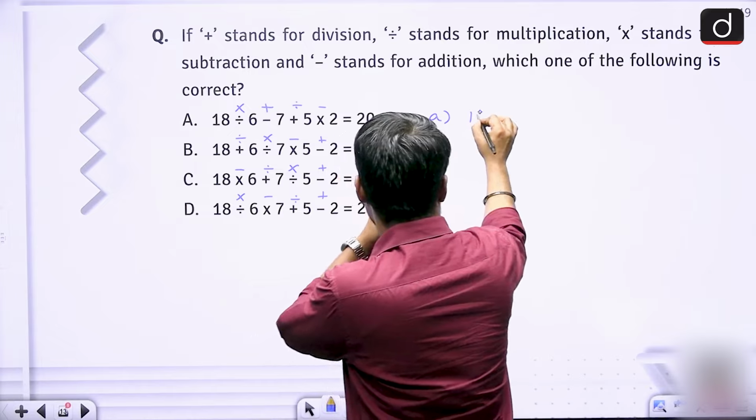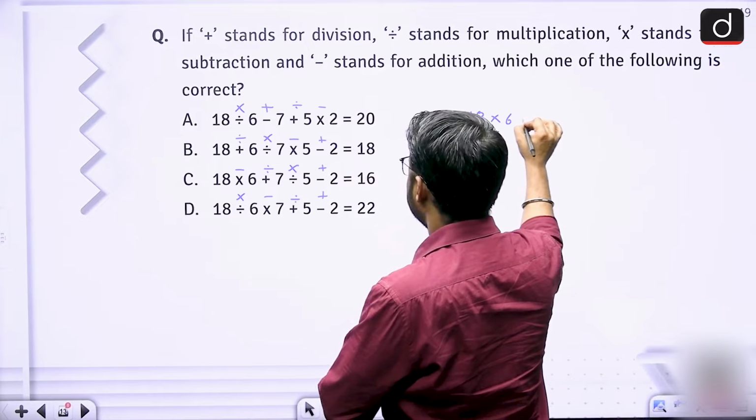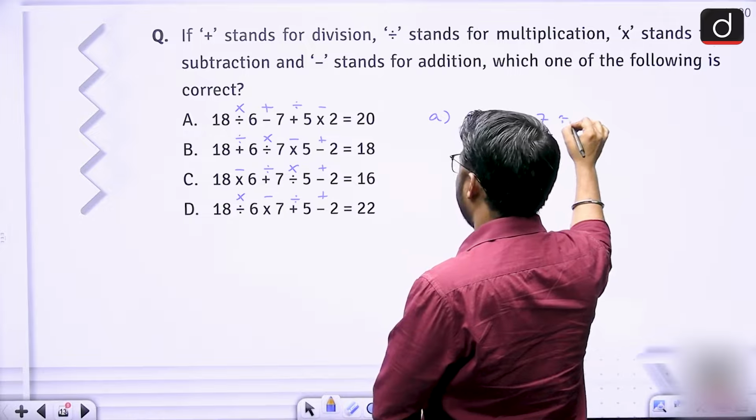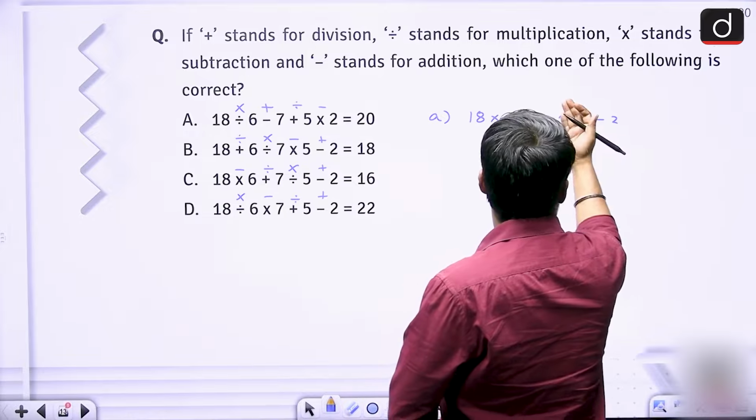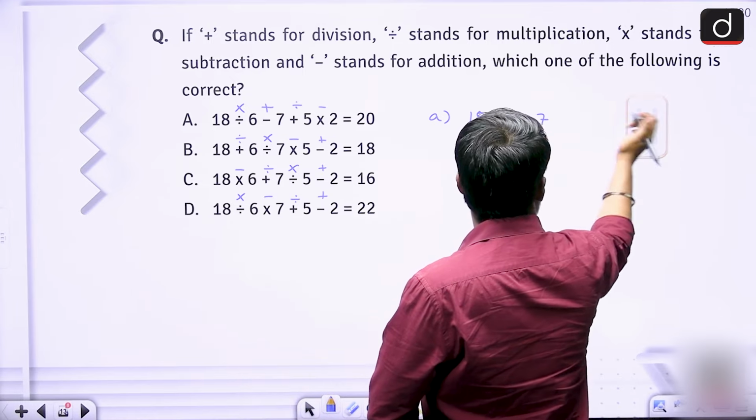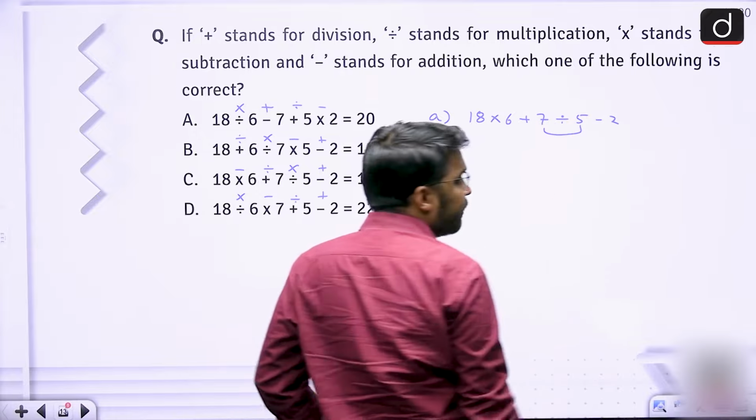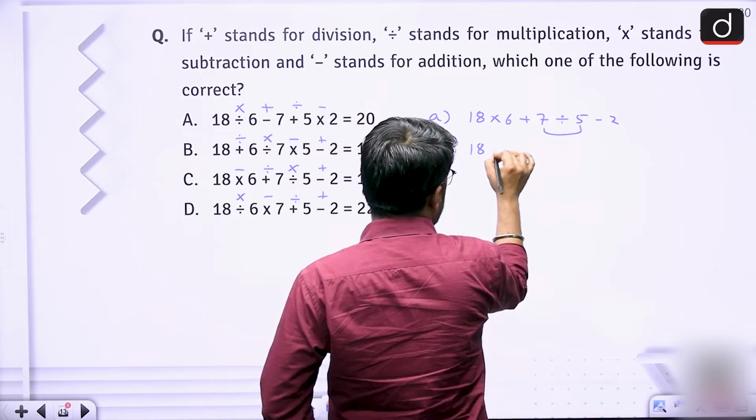So now our first equation, first option, will become 18 multiplied by 6 plus 7 divided by 5 minus 2. Now see, as per the rule of BODMAS, first I am going to solve this divide. 7 divided by 5 will be 1.4, and the rest of the equation will be kept as it is.